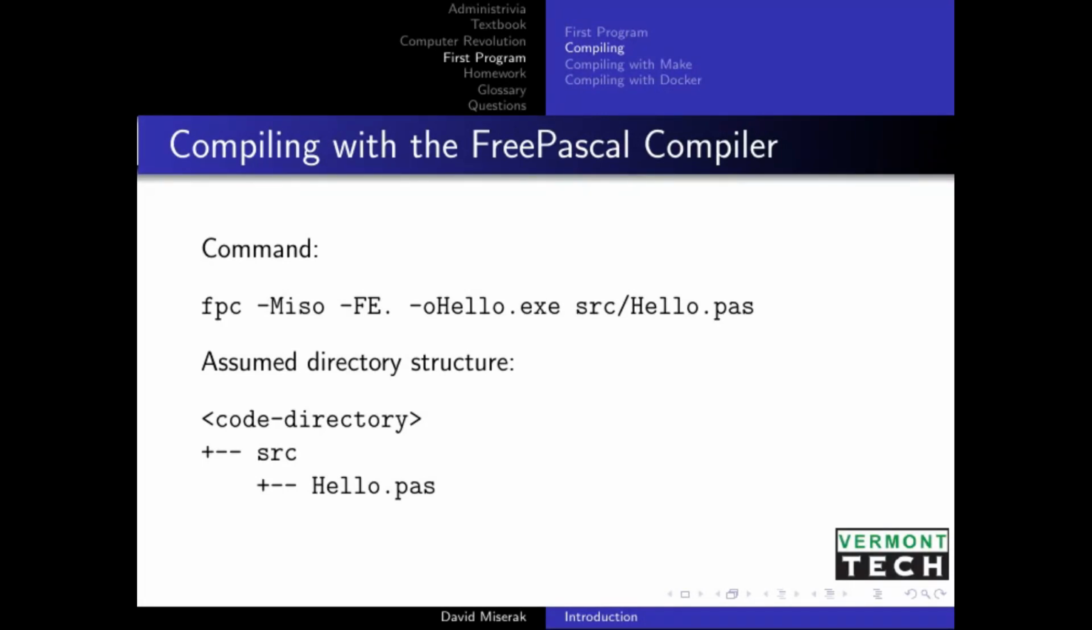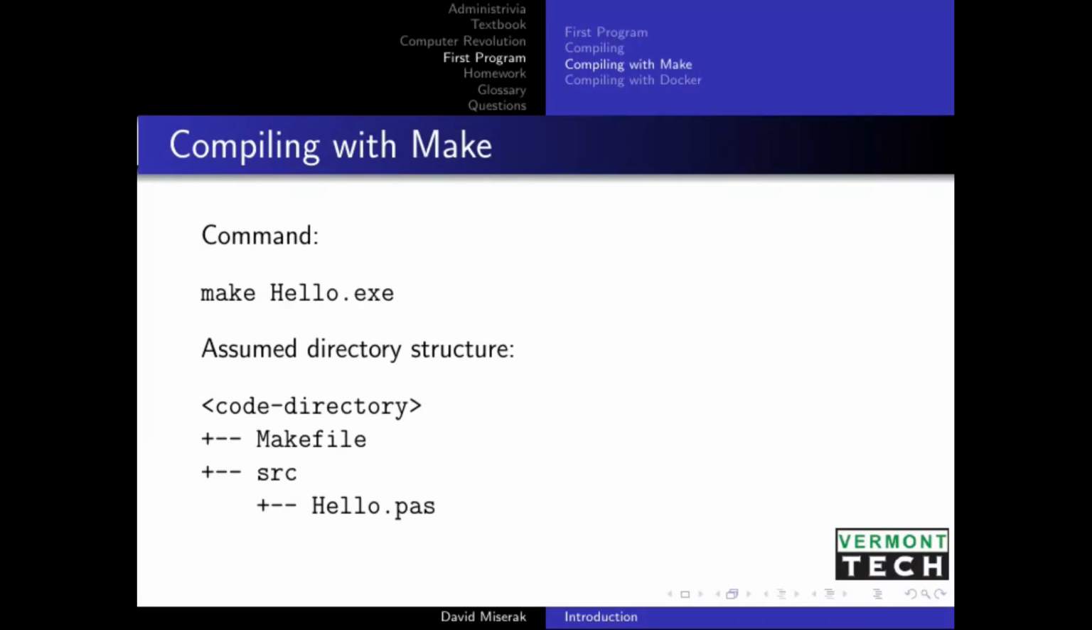The next option is -FE. This sets the location we want to store the executable, and it is followed by .. as we want our executable in the parent directory of our source code directory. The last option is -O for the output name of our executable program. Finally, we list the source listing, or the source code, that is needed for the compiler to run against: source/hello.pas.